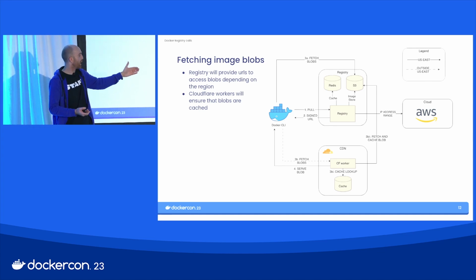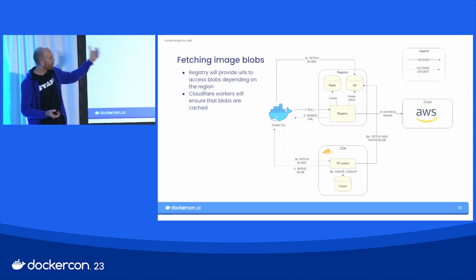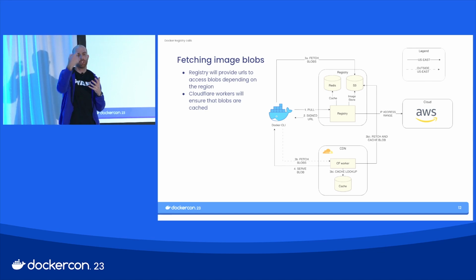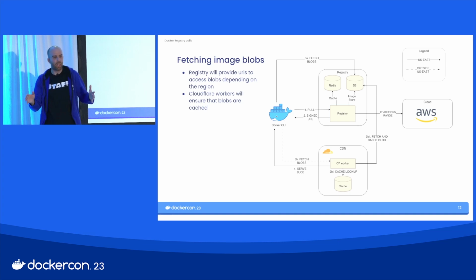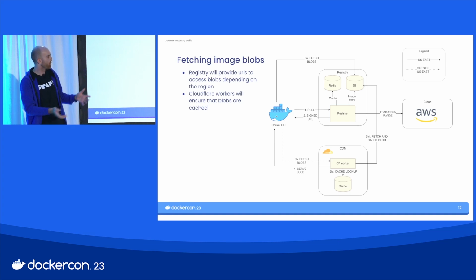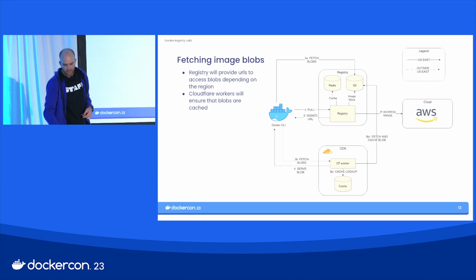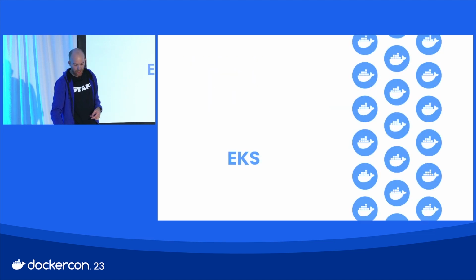If you are outside US East 1, you will go to Cloudflare. On the Cloudflare side, we are using Cloudflare Workers, so it will check if your image is in the cache. If it's not in the cache, it will directly call S3 and put it in the cache. So that's why, wherever you are in the world, you will have a quick answer from Docker registry. Normally I said everything.